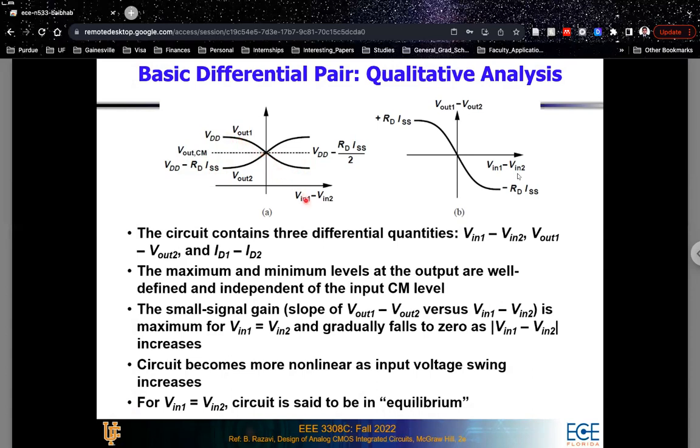But of course, if your Vin1 minus Vin2 is equal to 0, that is, you are exactly applying the same voltage at both the inputs, in that case your output voltages will also be the same. And that will be equal to VDD minus RD ISS over 2. So both the output voltages will be exactly equal. So the difference of the output voltages will be equal to 0 if the difference of the input voltages is equal to 0, for an ideal differential amplifier.